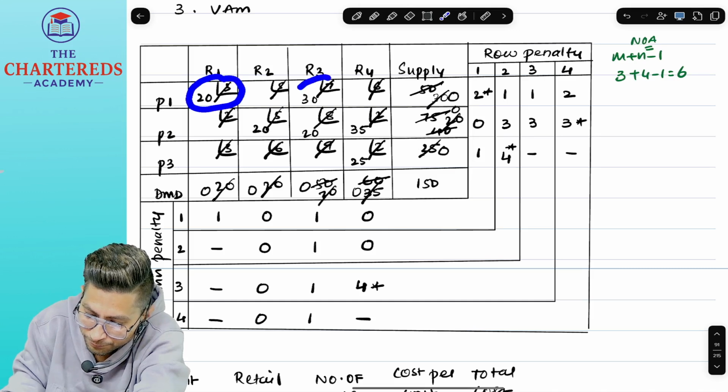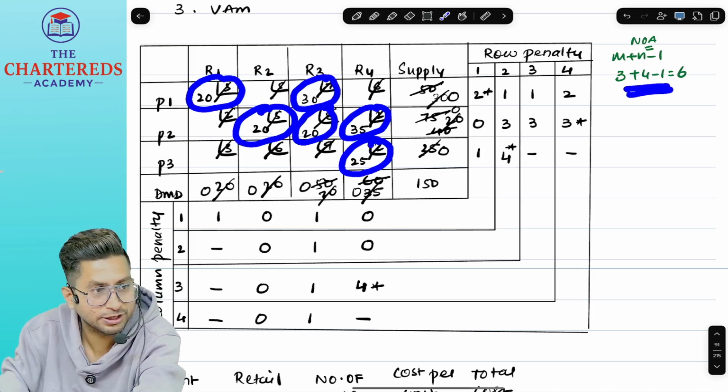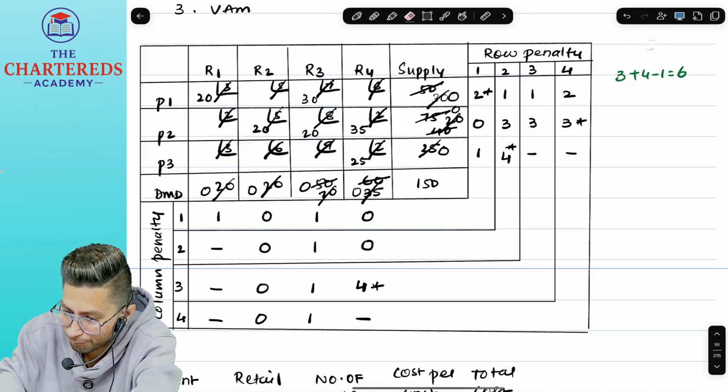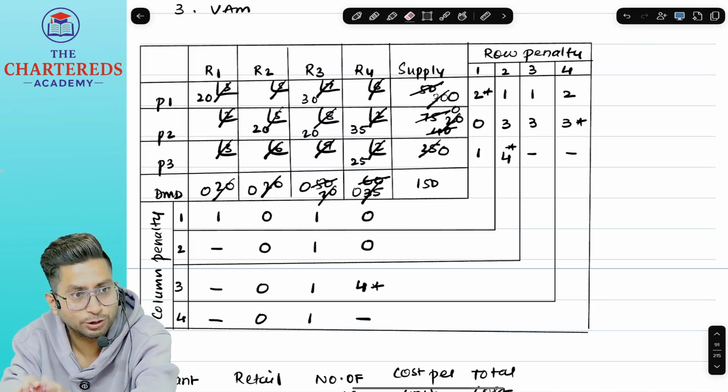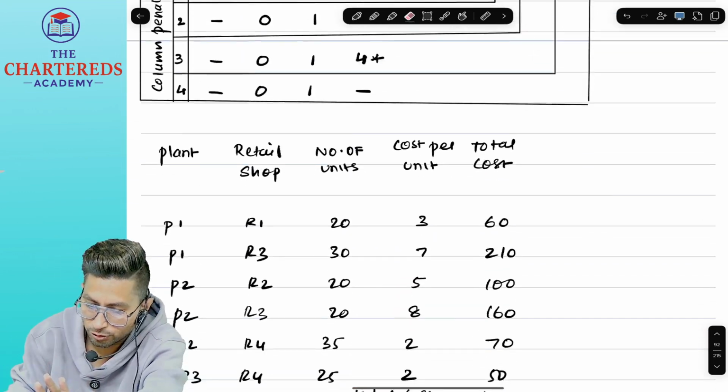Now let us see how many allocations we got. 1, 2, 3, 4, 5, 6. Exactly 6 allocations we got. Because the number of allocations is equal to m plus n minus 1, do I need to make any changes, or can I directly go for the Modi approach? Directly I can go for the Modi approach.